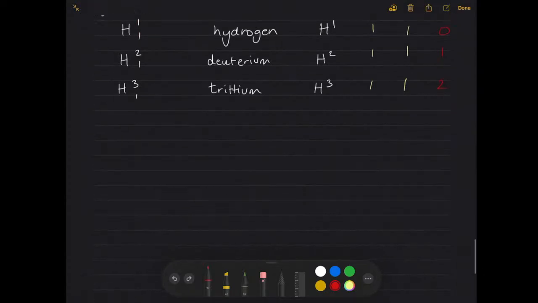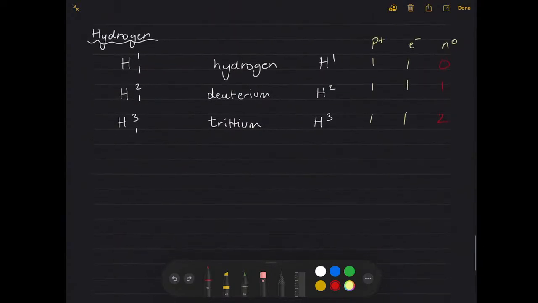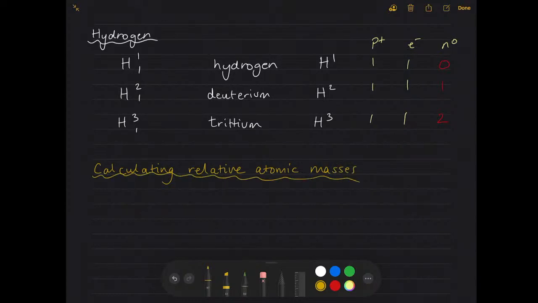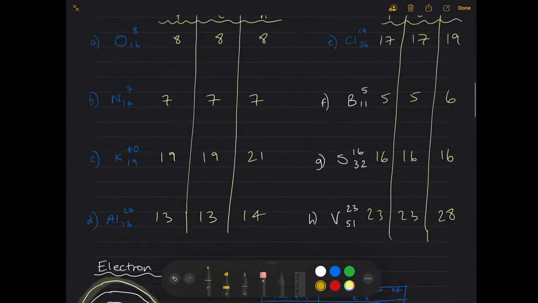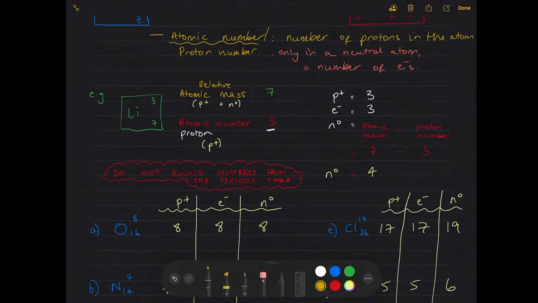Now, if you're wondering how isotopes are used, what kind of questions you may come across, or how we use them in terms of calculating relative atomic masses: right at the start of the lesson, I told you not to round. If you remember up here, we do not round numbers in the periodic table, and there's a very good reason for that.